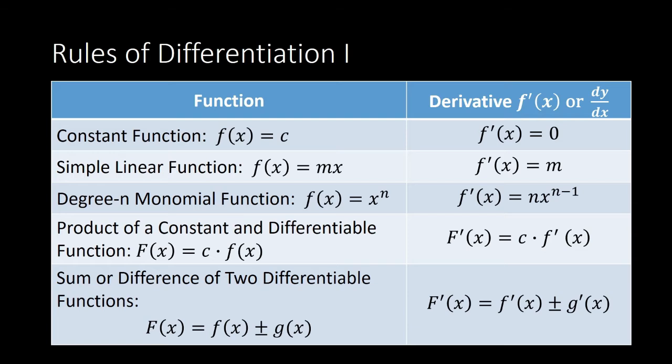So what we have been doing is looking at the types of functions, and showing you how to get their derivatives with respect to x. Product of a constant and a differentiable function. If capital F of x is equal to a constant times a differentiable function f of x, the derivative of capital F of x is equal to c times f prime of x. Sum or difference of two differentiable functions. When our function is the sum or difference of two differentiable functions, the derivative of that function, capital F prime of x, is just the sum or difference of the derivatives.